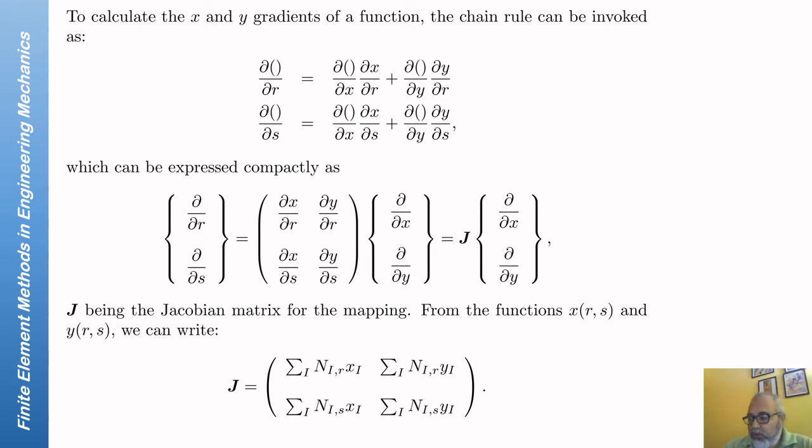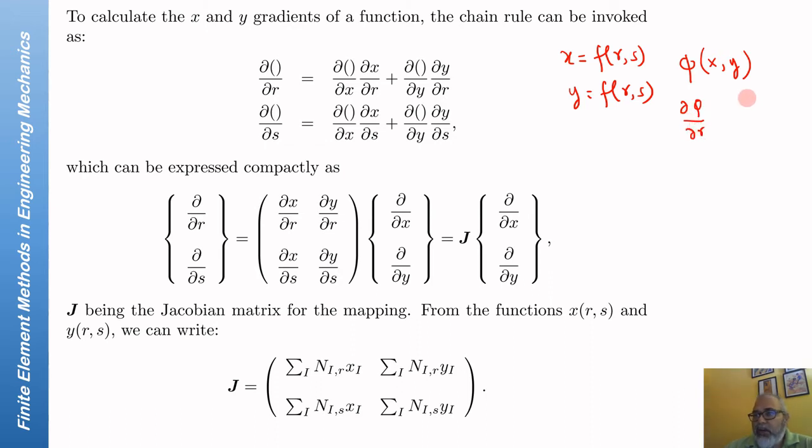Now, if I know the mapping, x as a function of r and s, and y as a function of r and s, then the question is, if I have another function phi, which is a function of x and y, which are in turn functions of r and s, how do I calculate, let's say, del phi del r? Or how do I calculate del phi del x? So this can be done through a chain rule.